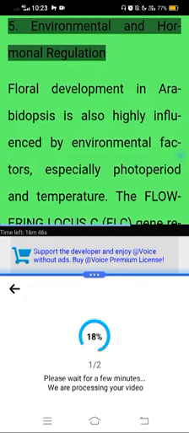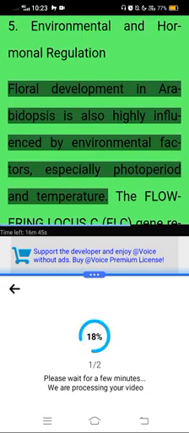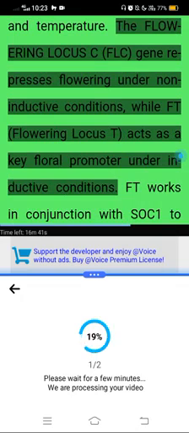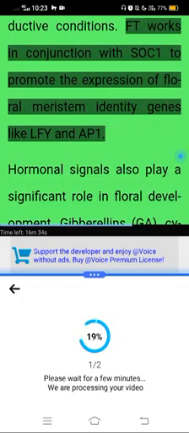5. Environmental and hormonal regulation. Floral development in Arabidopsis is also highly influenced by environmental factors, especially photoperiod and temperature. The FLOWERING LOCUS C (FLC) gene represses flowering under non-inductive conditions, while FT (FLOWERING LOCUS T) acts as a key floral promoter under inductive conditions. FT works in conjunction with SOC1 to promote the expression of floral meristem identity genes like LFY and AP1.